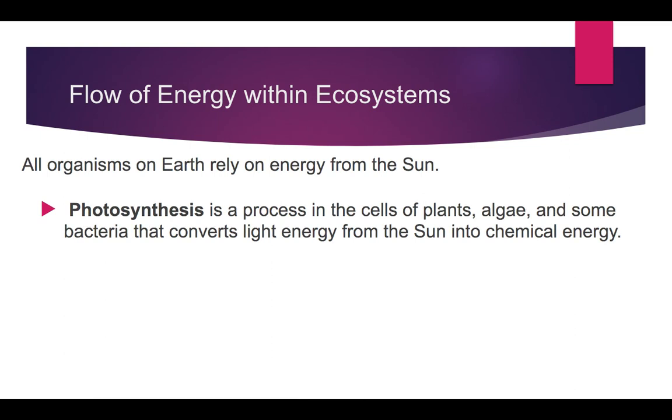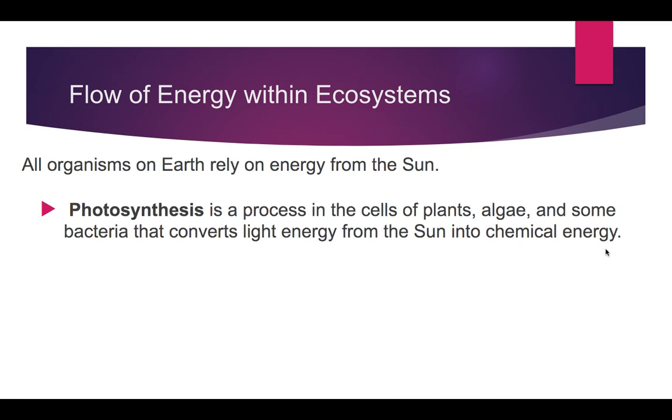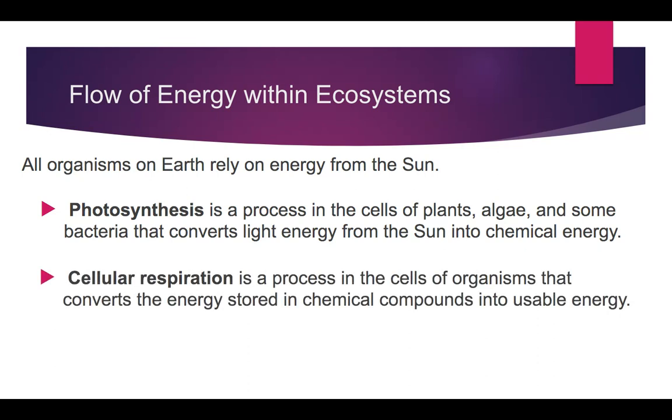So photosynthesis is a process in which cells in plants, in algae, even some bacteria are going to convert light energy from the sun into chemical energy. Okay, so think of it, it's going to make that light energy into chemical energy in the form of a sugar or some type of chemical bond. Once it's made into that chemical bond and animals eat it, right? Some of us eat those fruits and veggies.